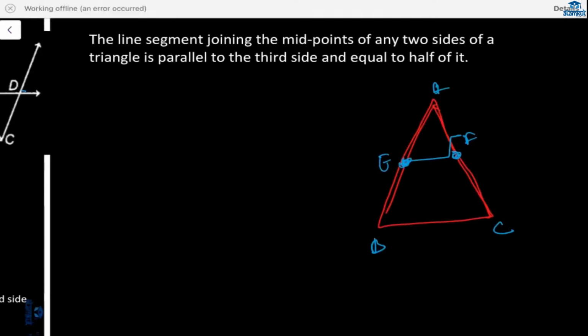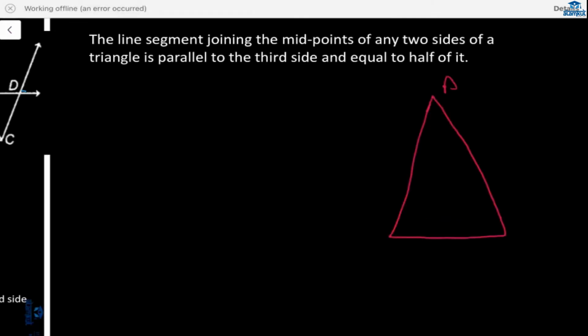So this is triangle ABC. I'm drawing a line segment EF, joining the midpoints of two sides. E is the midpoint of AB and F is the midpoint of AC. The midpoint theorem says that a line segment joining the midpoints of any two sides of a triangle is parallel to the third side. That means EF will be parallel to BC, and EF will be equal to half of BC.